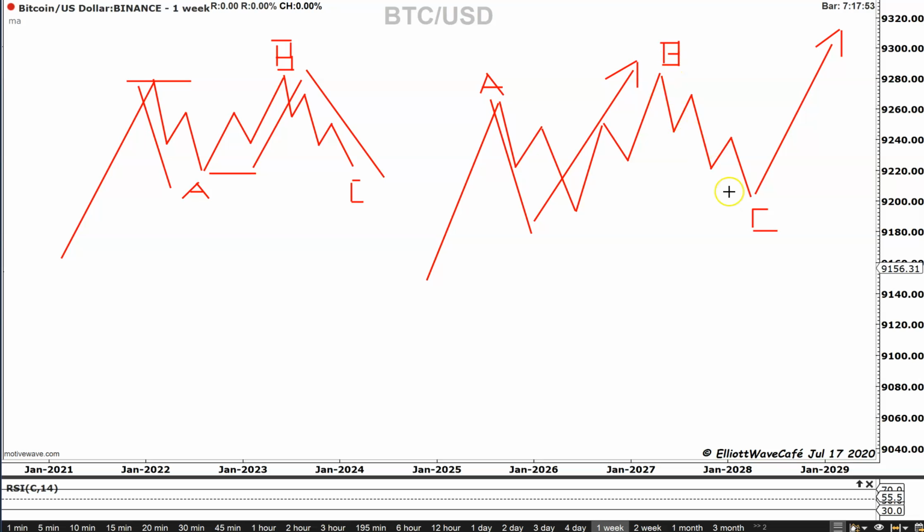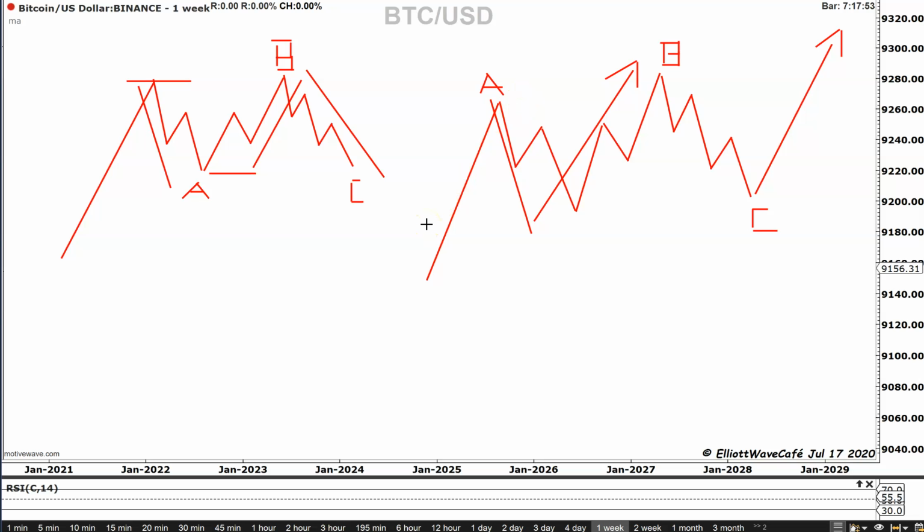This wave C can come anywhere it wants as long as it's in 5 waves. It can come 100%. It can come 78.6. It can come 618. It's called a running flat. All right, that's why we call this a running flat. Again, wave B travels above the origin of the wave A. All right, stay with me.